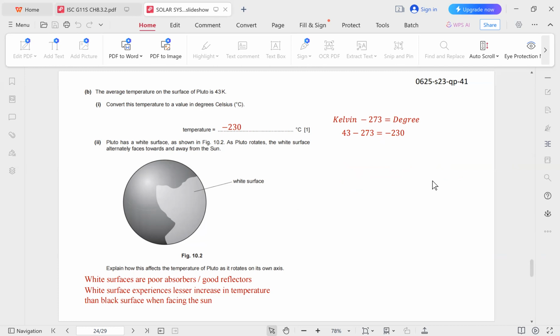So of course, we have a white surface and a dark surface, and we should know that white surfaces are good reflectors, whereas black surfaces are good emitters and absorbers. So therefore, since white is a better reflector, you should know this from thermal physics, white surfaces will experience a lesser increase in temperature than black surfaces when facing the sun.